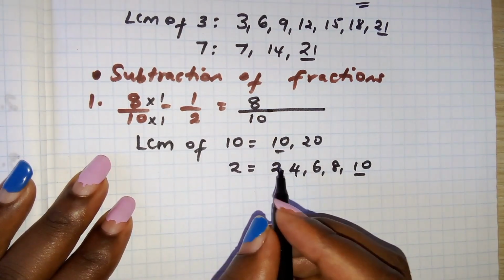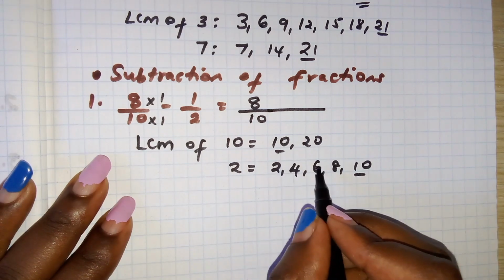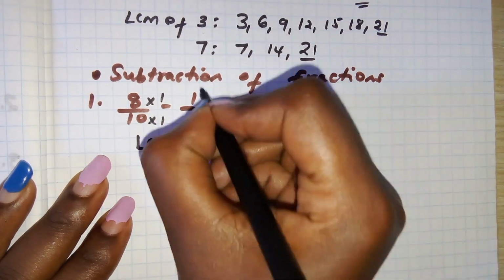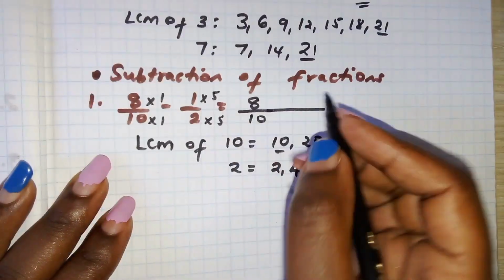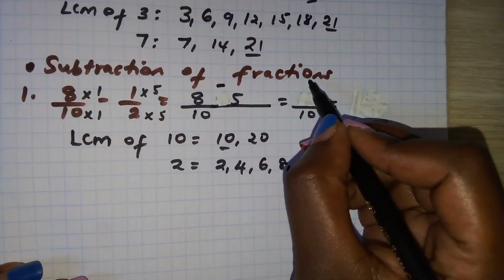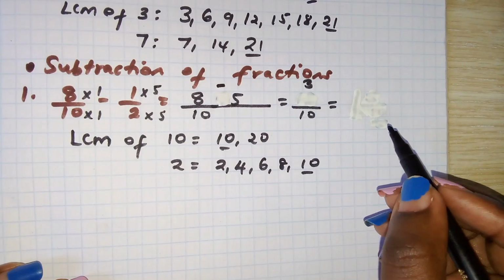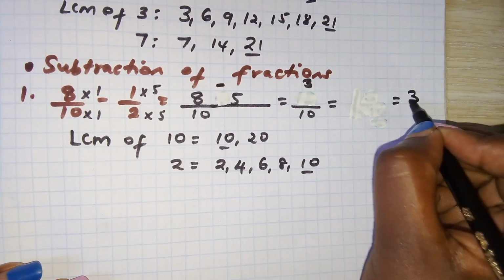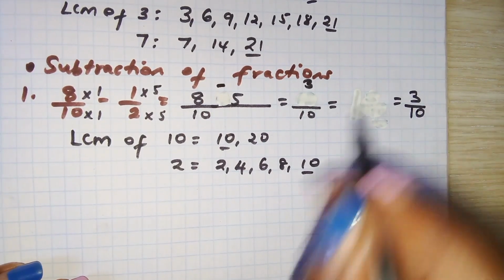Then 2 times what equals 10? So 2 times 1, 2, 3, 4, 5 times 5, and times 5 on top. So 8 minus 5 is 3. So it's going to be 3 over 10. So the answer is 3 out of 10.